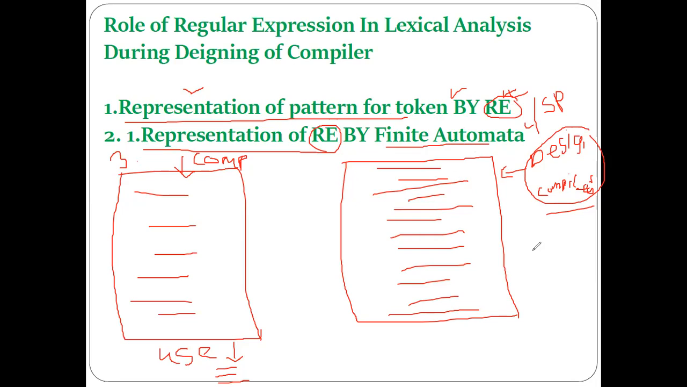Describing the token means how the programmer should write the identifier in their source program. There is a standard rule for writing an identifier or declaring a variable in a source program. What is that rule? Your identifier or variable should start with a letter. After the first letter, there can be multiple letters or there can be digits also. Can you start your identifier or variable with a digit, like 1, 2, 3, ABC? Can you write a variable like this?